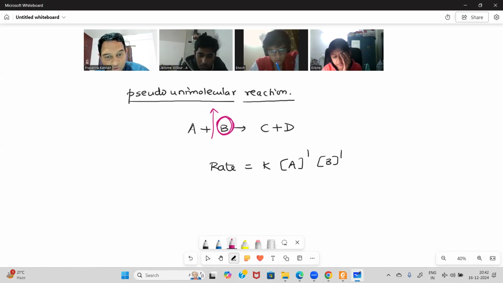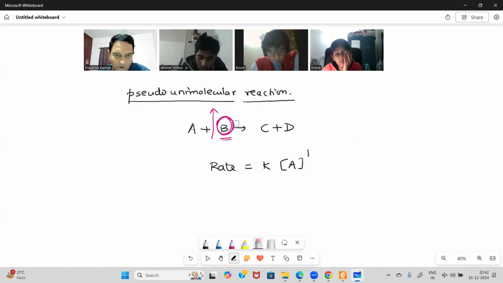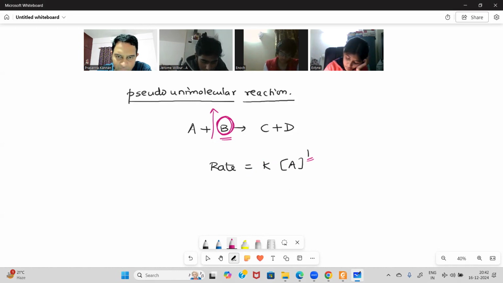So the rate of the reaction will hardly depend on the concentration of B in that case, when you take one of the reactants in large excess. So although it's a bimolecular reaction, because I am taking one of the reactants in large excess, it becomes a reaction which only depends on the concentration of one of the reactants. And that's why you call these reactions pseudo unimolecular reactions, because you're taking an extraordinarily large proportion of one of the reactants.